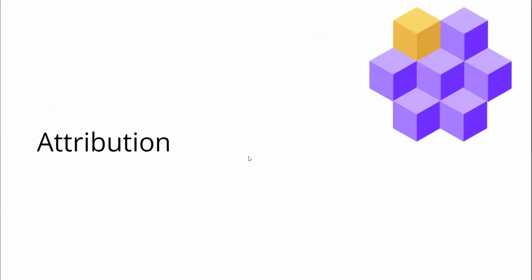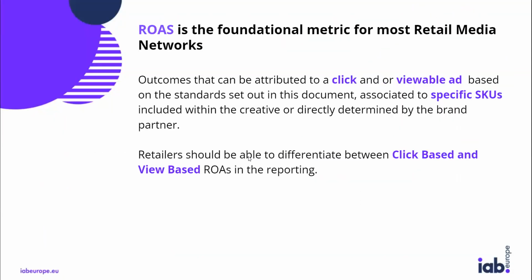Now moving on to attribution. Attribution was the next section we had. ROAS is the fundamental metric for most retail media networks, and it will remain so. So outcomes need to be attributed to a click or a viewable ad. And as we said, viewable is the key word here, because sponsored product is not always reported on as viewable. And it needs to be associated to specific SKUs that fit within the brand, but more on that later. Retailers should be able to differentiate between click-based and view-based ROAS in their reporting.